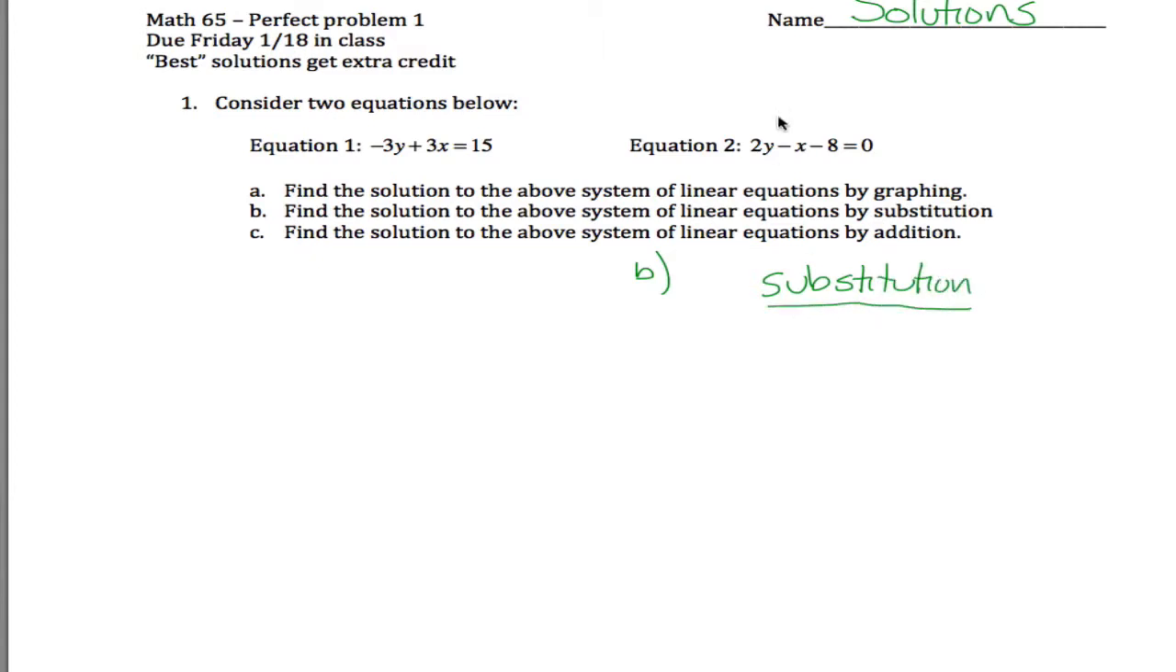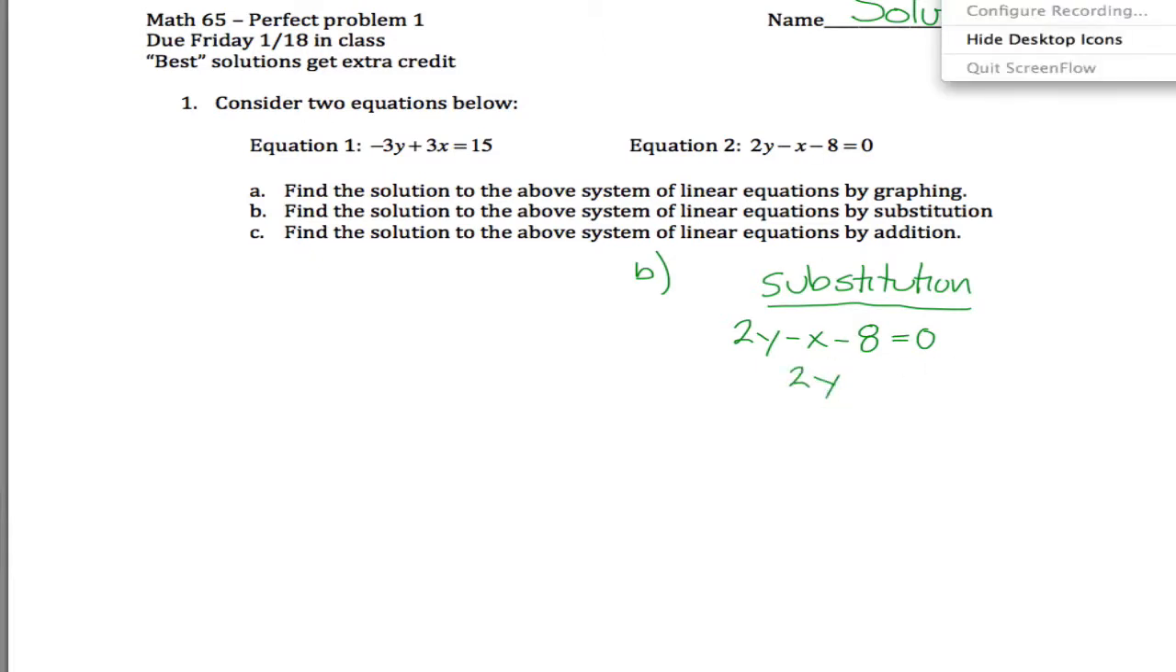So the idea with substitution, we're going to look at these two equations and find one that would be easy to solve for one of the variables. So I think what I'm going to do is take equation 2, which is 2y minus x minus 8 equals 0, and I'm going to solve for this x right here. So the way I'll solve for x is I'll add x to both sides of the equation, and what that will give me is 2y minus 8 equals x. So what I've done here is I've solved for x.